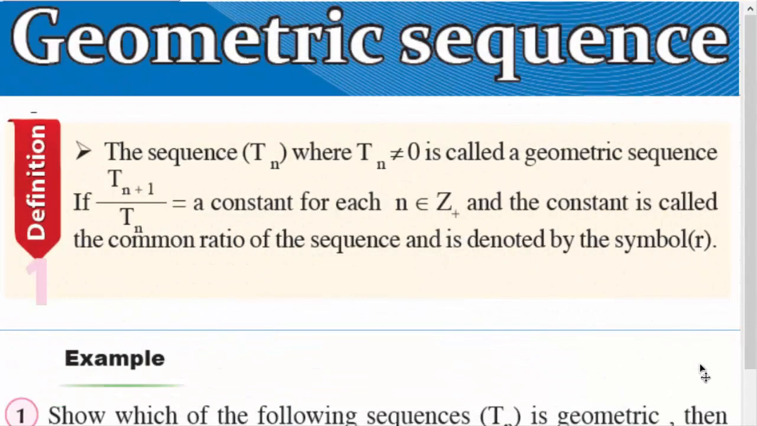Hello everyone, in this video we'll study geometric sequence. First we'll start with the definition.